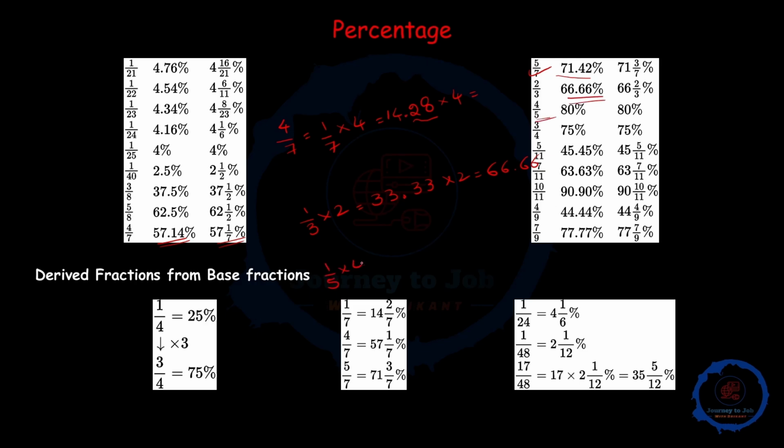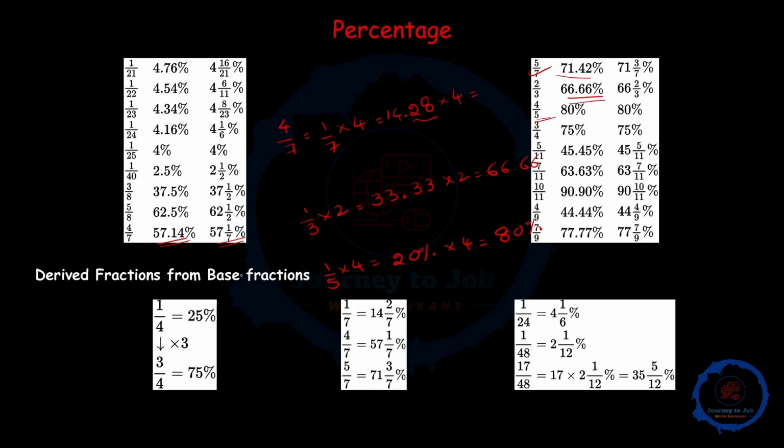Next, 4 by 5 is also derived: 1 by 5 into 4. 1 by 5 is 20%. Now into 4, 80%. Okay. Like this you will get. You can see this. You can pause and watch all of this very well.